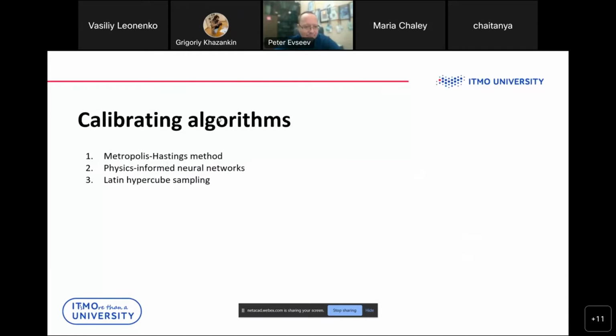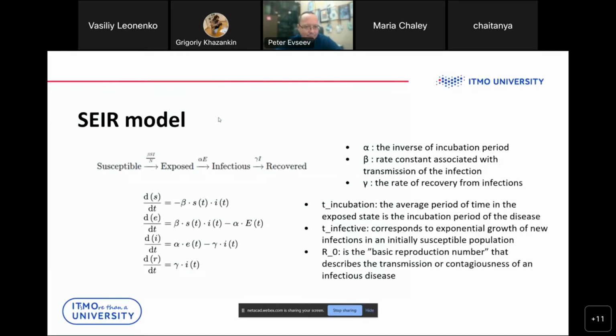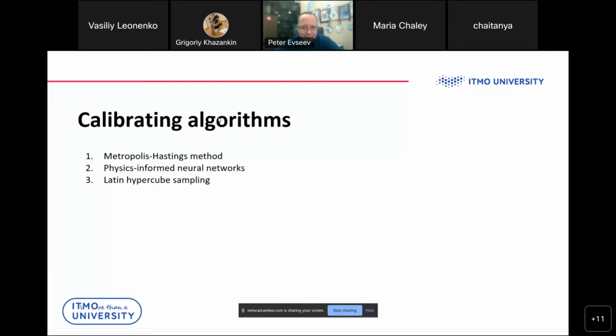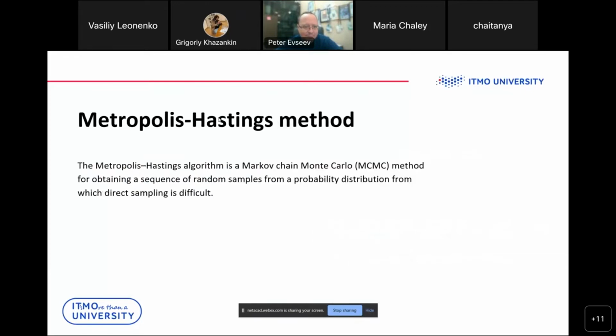So for calibrating this SEIR model, we have the model for COVID-19 data, and we want to calibrate it with different methods to find the best parameters alpha, beta, gamma. We tried to calibrate with Metropolis-Hastings, one of the Monte Carlo methods, physics informed neural networks, and Latin hypercube sampling.